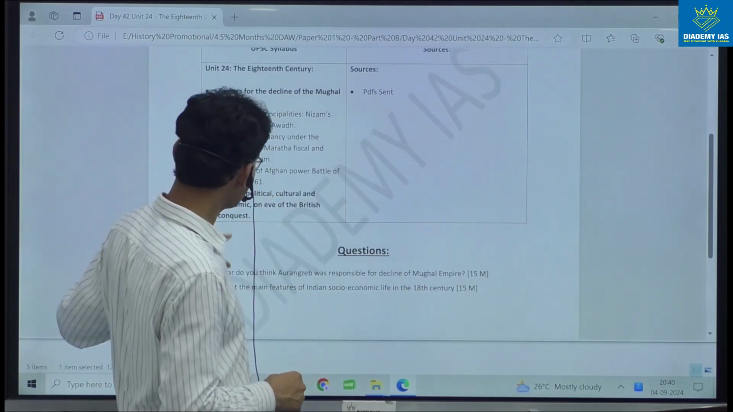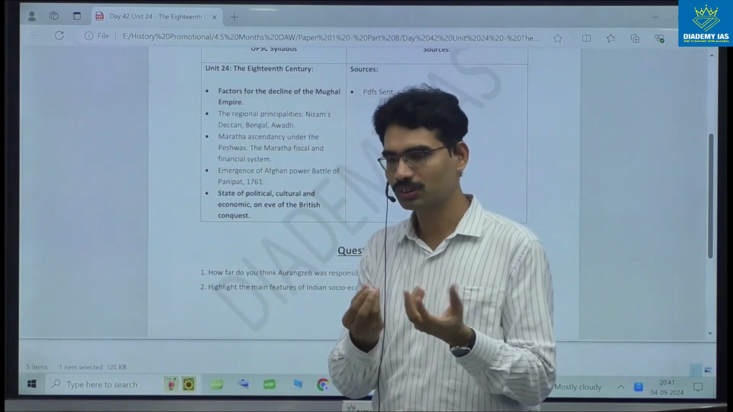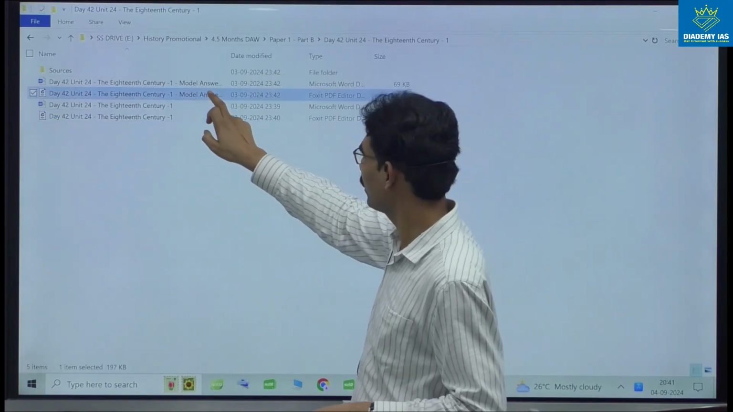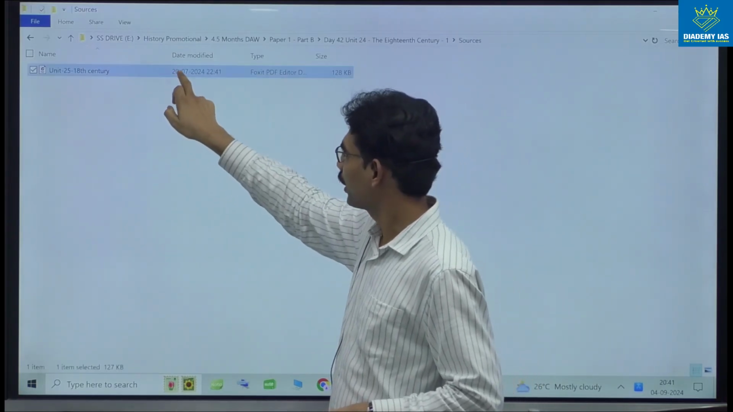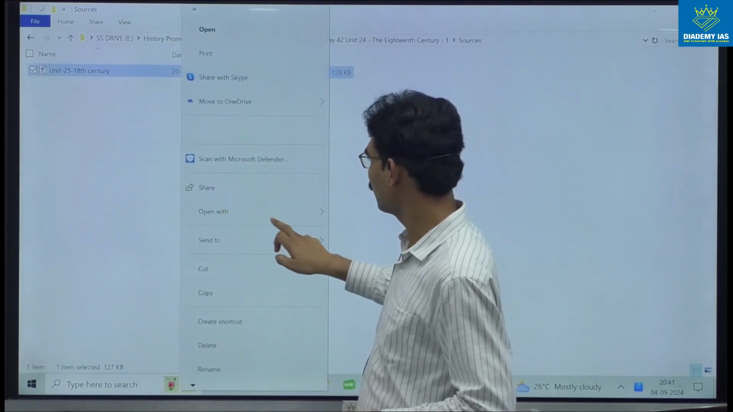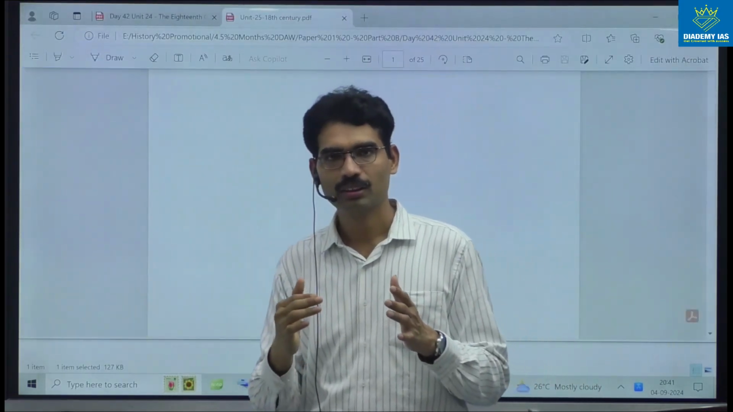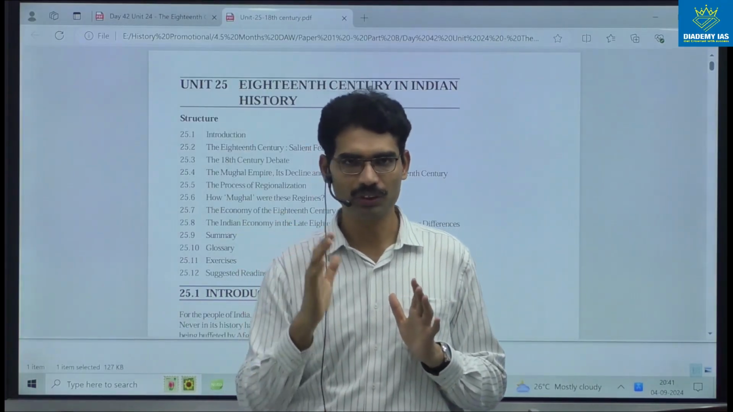In these 2 questions, 2 topics will be covered. Now, the sources you need to study. The moment you study the sources, you automatically come to know that whatever is given in Satish Chandra, you need to study. Aurangzeb's responsibility is clearly given in Satish Chandra, which you are going to read.